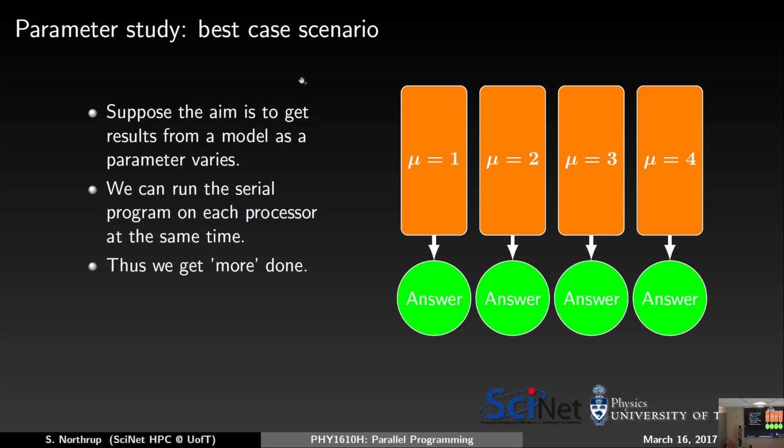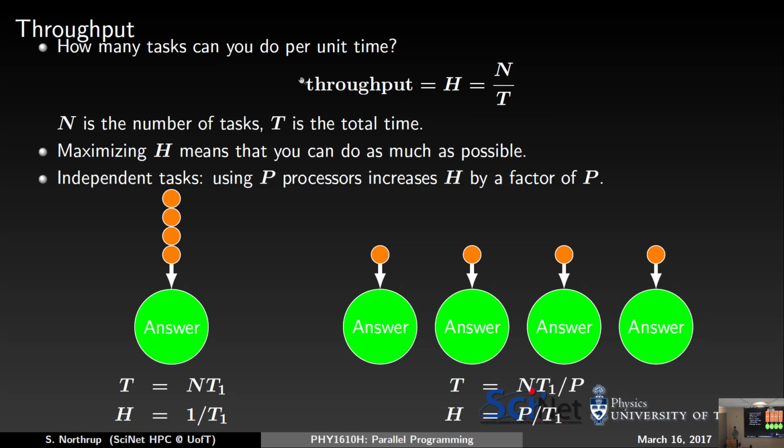We can run the serial program on each processor at the same time, and then we can get more done. So if we have 8 core nodes, you run 8 at a time, great. It didn't cost you any more time, it's just that there's more work to be done, right? You've generated 4 times the amount of data. Now, the real world doesn't always work that way, but for this type of case, let's start with the easiest case first.